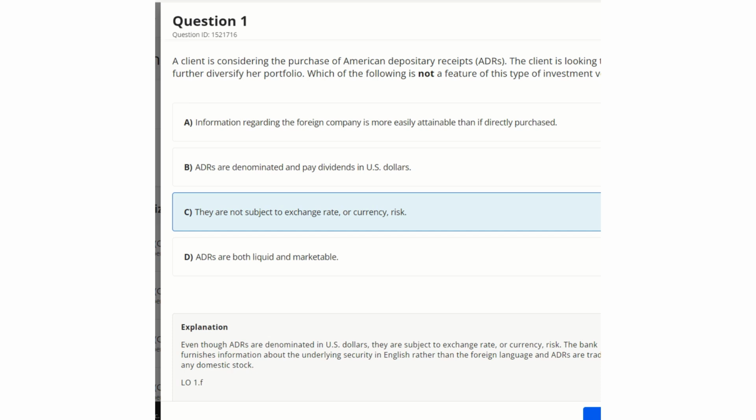Okay, question one says a client is considering the purchase of ADRs. The client is looking to further diversify her portfolio. Which of the following is not a feature of this type of investment vehicle?